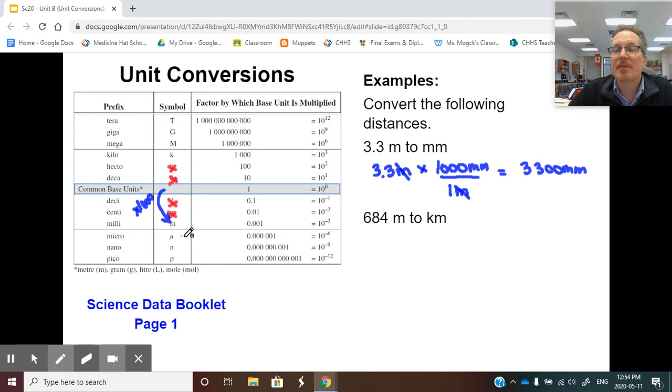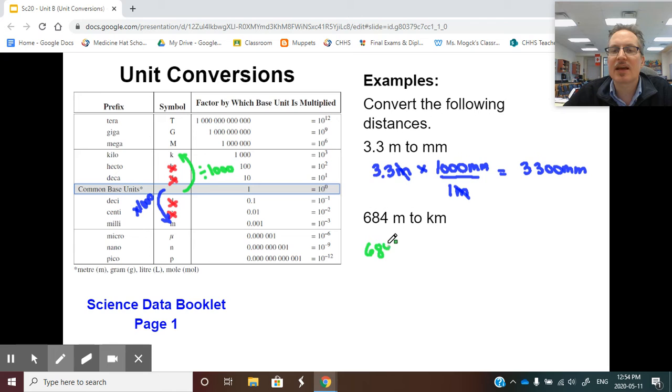Now, every time I go up on my table, I divide by 1,000. So to go from nanometers to micrometers, divide by 1,000. Micrometers to millimeters, divide by 1,000. Millimeters to meters, divide by 1,000. Well, I am going to go from meters to kilometers, so I am going to divide by 1,000.